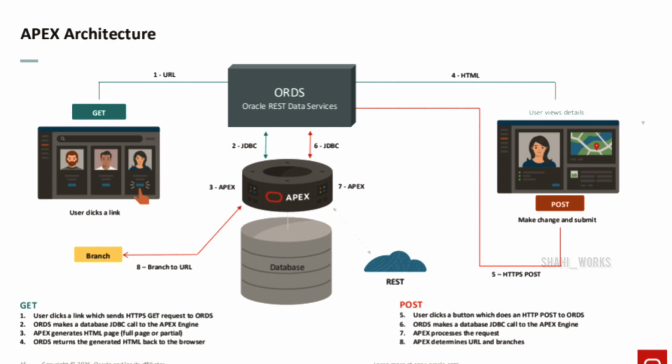Next, the post method is nothing but when the user clicks on the button, the HTTP post to ORDS. ORDS makes the database JDBC to the Apex engine, and next the Apex processes the request, and at last the Apex determines the URL and branches. So this is how Apex works. This is the whole Apex architecture where the get and post methods work. So the request will be sent to ORDS, and the ORDS will be stored in the Apex engine, and then it will send the request back to the user.